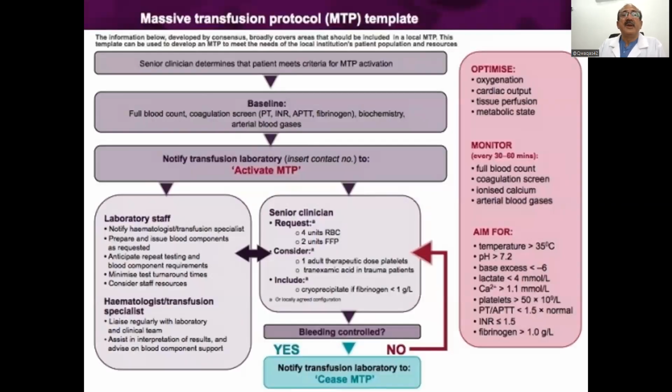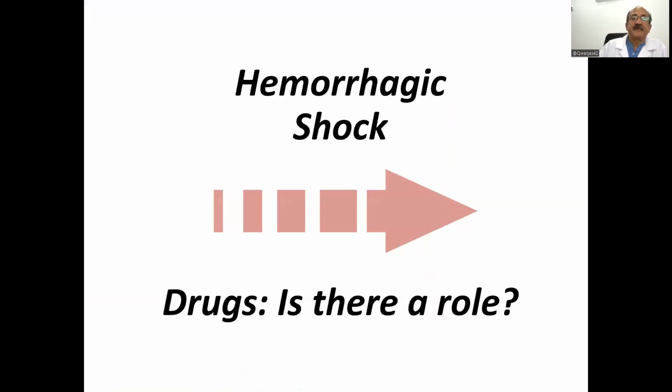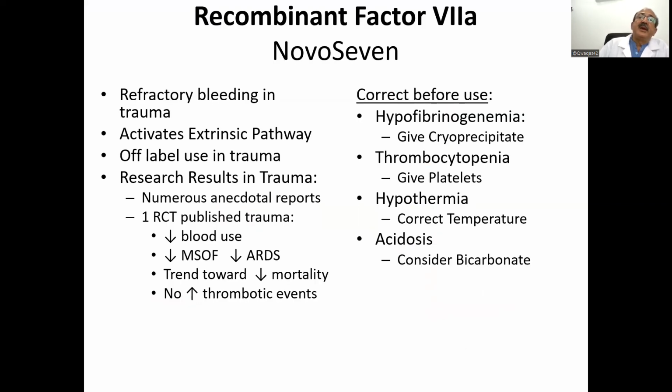The massive transfusion protocol: we have to optimize oxygen and cardiac output, and simultaneously monitor every 30 to 60 minutes. The aim is to maintain temperature more than 35 degrees, pH more than 7.2, and base excess of -6. So is there any role of drugs in hemorrhagic shock? Yes, it is recombinant factor 7A. It is given in refractory bleeding in trauma.